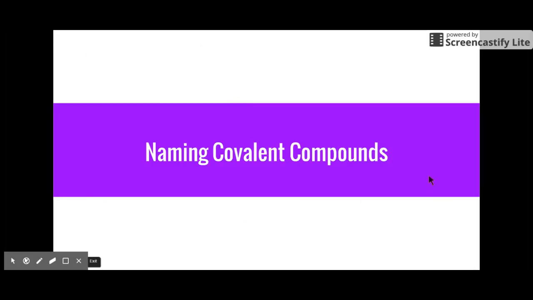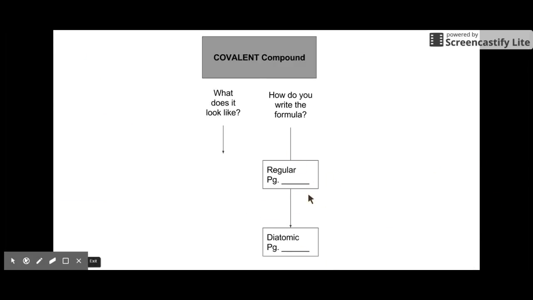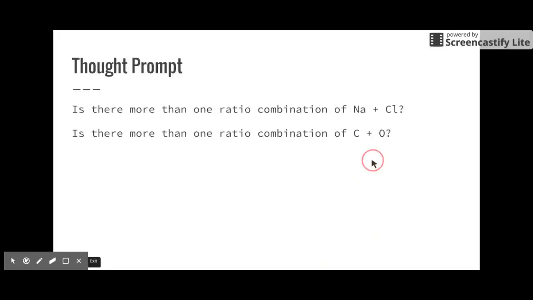All right, so how do you name covalent compounds? We want to talk about naming covalent compounds. So we see what they look like. Let's talk about how to name covalent compounds. There's regular ones and there's special ones called diatomic covalent compounds. So really quick thought.